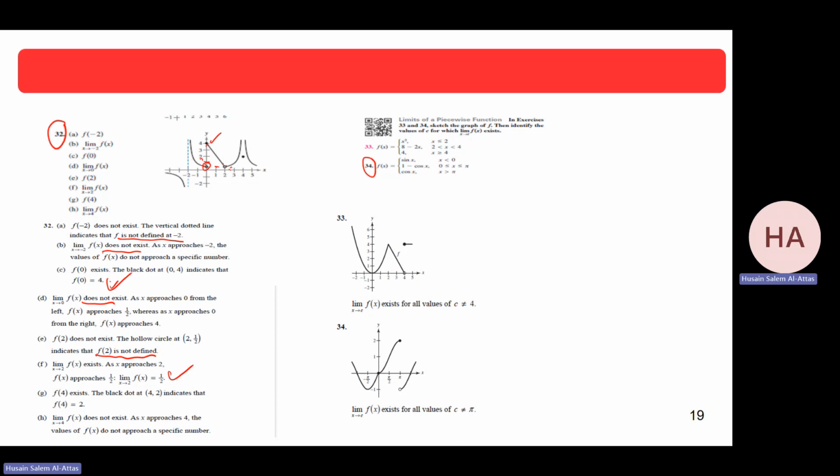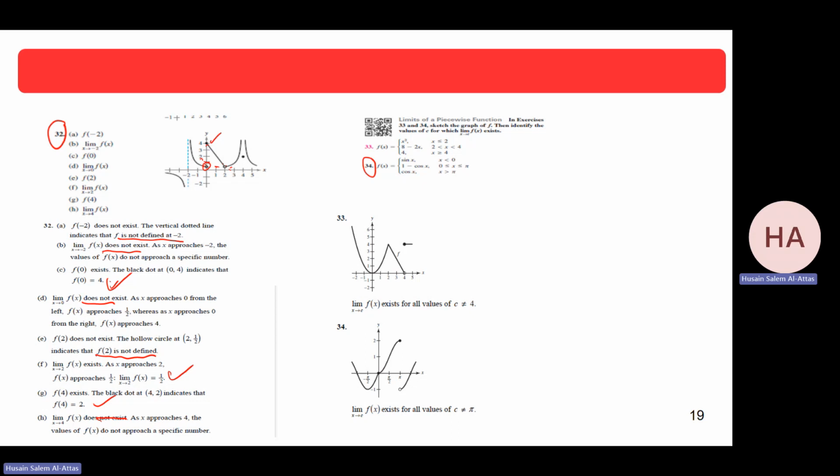Now f at 4. f at 4, it will be this value, which is 2. There is a value, f at 4 equals 2. But what is the limit as x goes to 4? It does not exist because it will go to infinity.